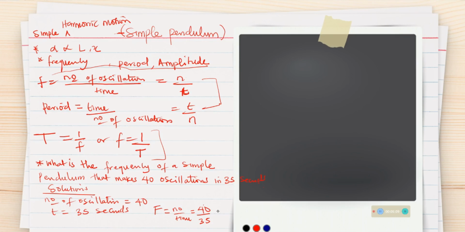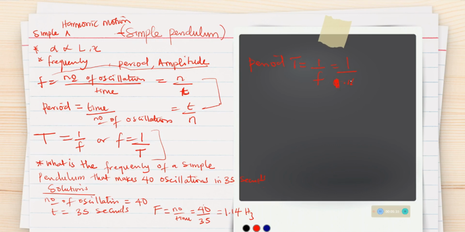But suppose we are asked to find the period t. Period t will be equal to 1 over f. That's 1 over 1.14 hertz.